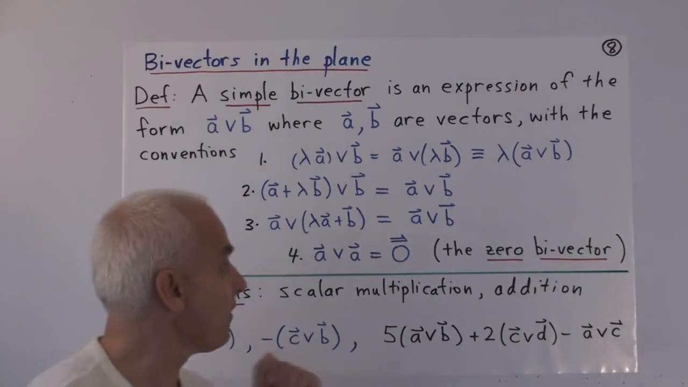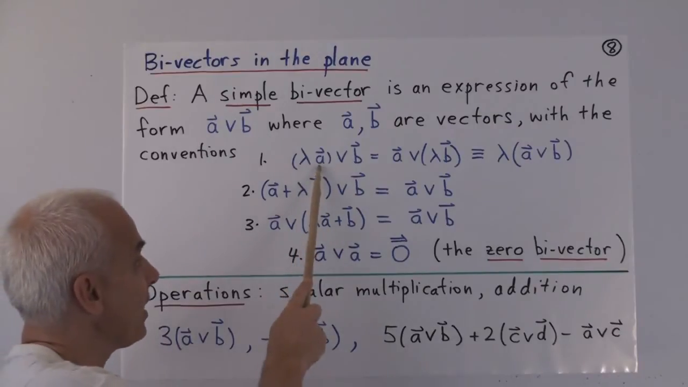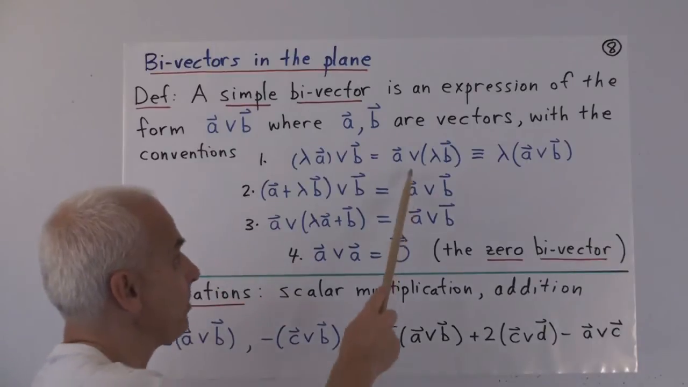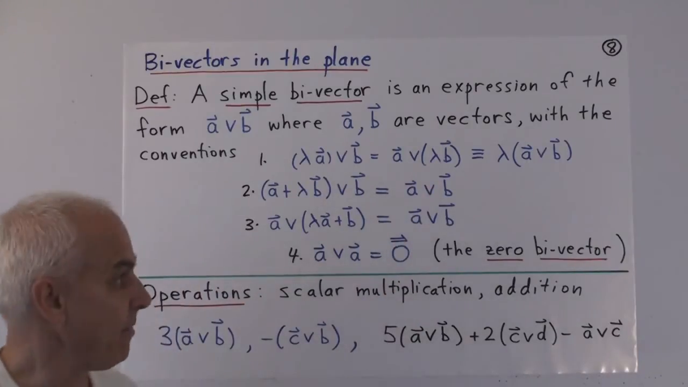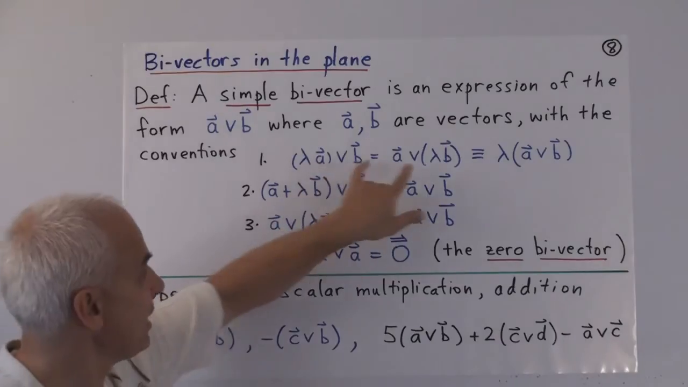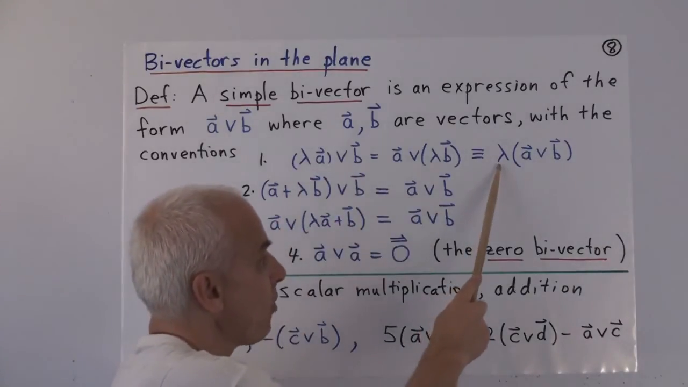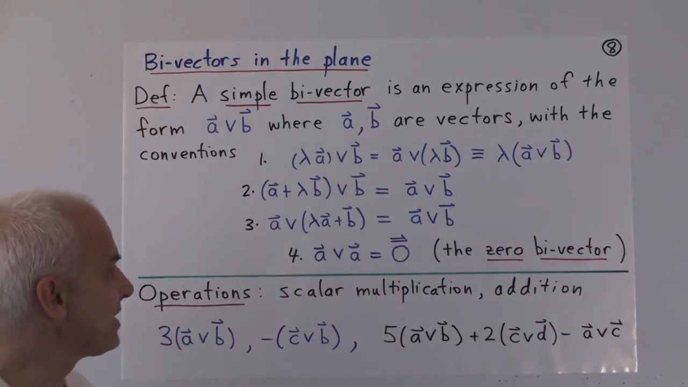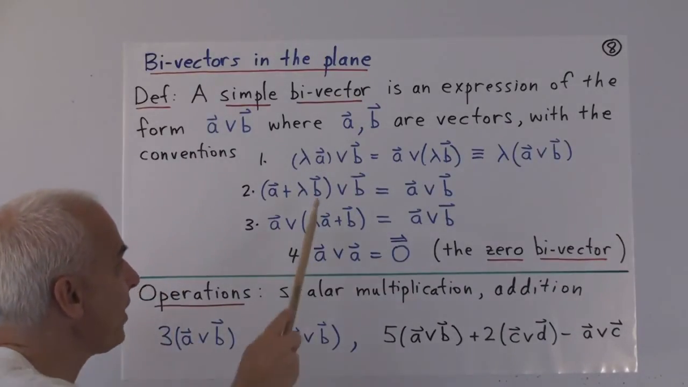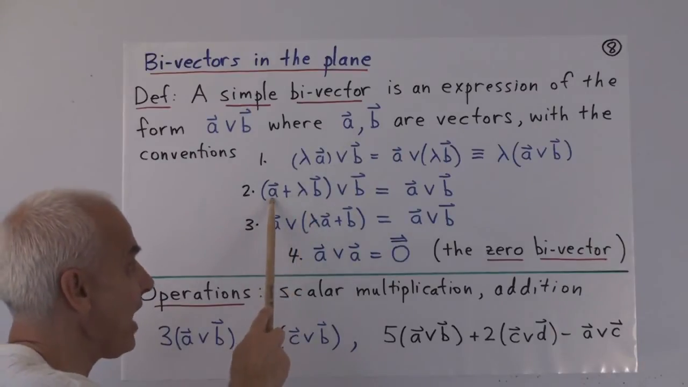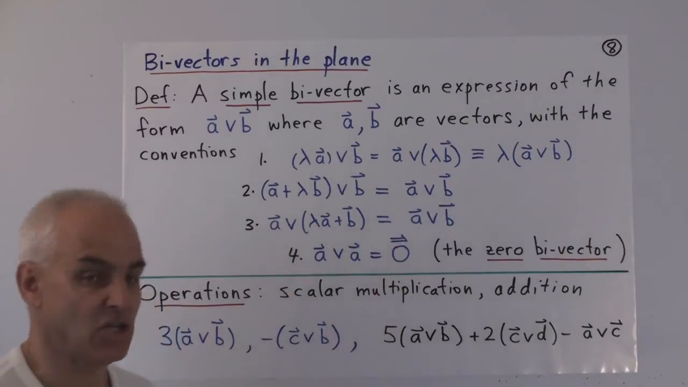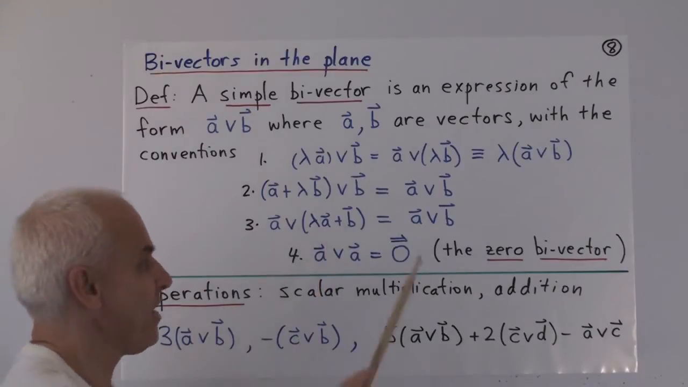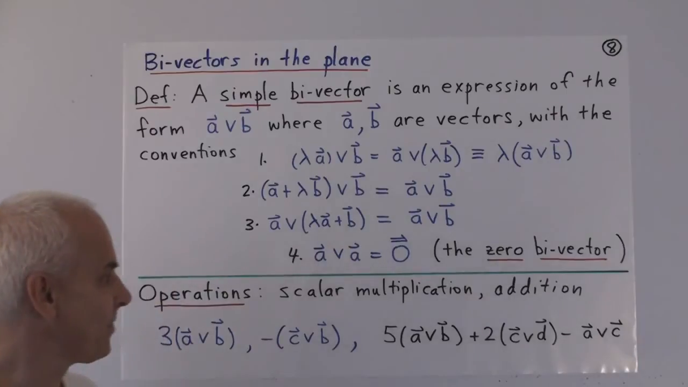And our conventions are the following: that if we multiply A by some number lambda, then that's the same as multiplying B by that same number lambda. And so we'll write either of these in the form lambda times the bivector A wedge B. The second rule that we require is that if we add a multiple of B to A, then the bivector doesn't change. And similarly, if we add a multiple of A to B, then the bivector also doesn't change.